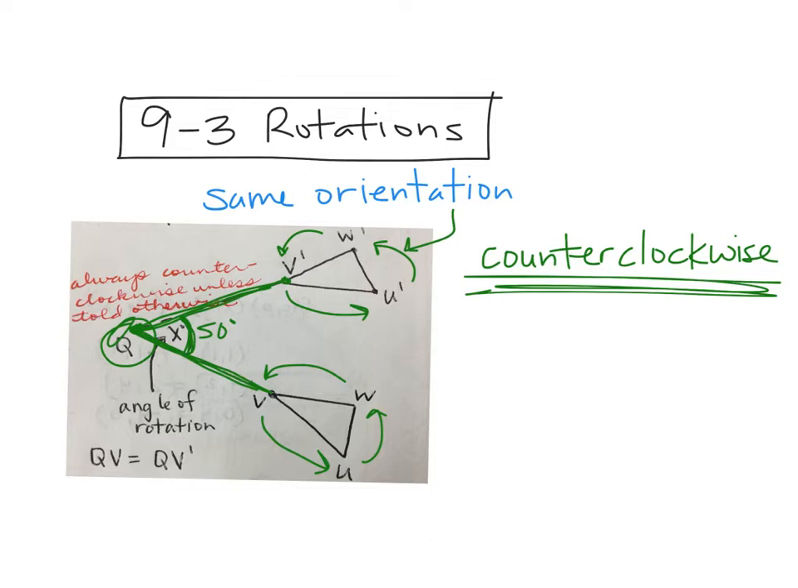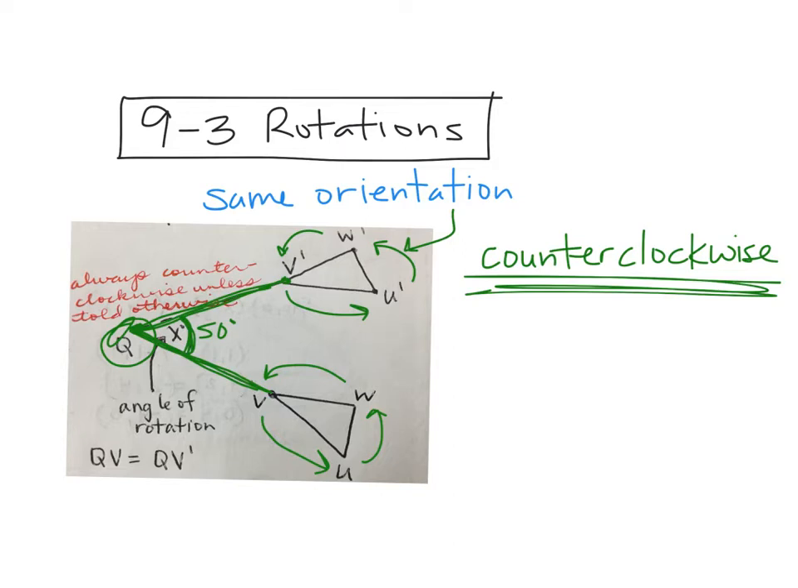I would rotate 50 degrees to get to W prime, and I would rotate 50 degrees to get to U prime. So you kind of do the same process 3 times in a row. And I will show you that right now so that it makes sense. But before I do that, I want to just show you the notation for a rotation.